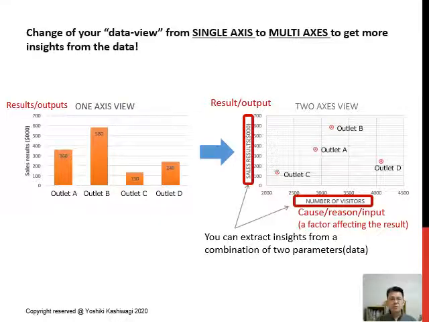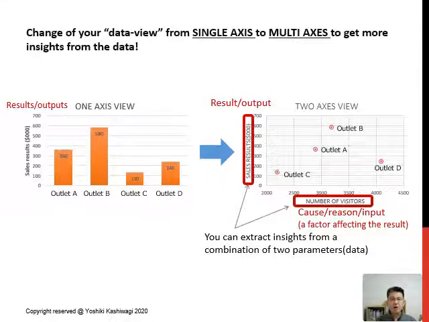What is a correlation? Before talking about the correlation itself, let's change our focus of the data view from one single axis or one single data set to multi-axis. That means two or three sets of data, so that we can get more insights, in this case the cause identification from the data. Let's look at the graph on the left-hand side.